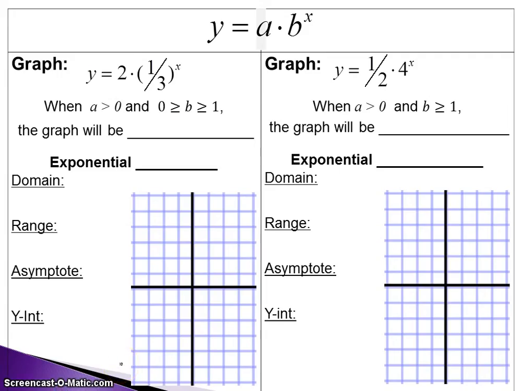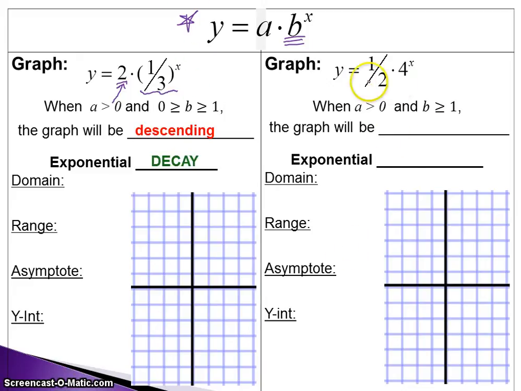So our first two examples. We got our y equals a times b to the x up at the top. We have to remember that we're really concerned with this b, this base. So when I look at my first example, a is greater than 0, a is a positive 2, and b is a 1/3. So b is between 0 and 1. And what we just said a second ago, if b is between 0 and 1, that means this is going to be descending. This is going to be decreasing. And we call that exponential decay.